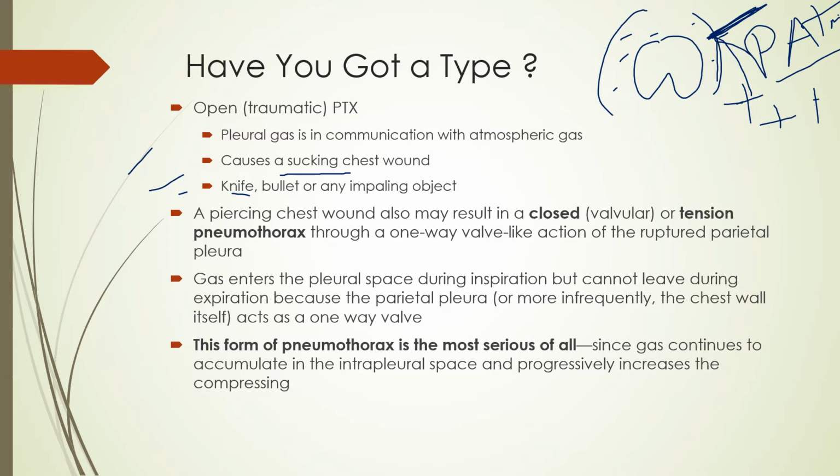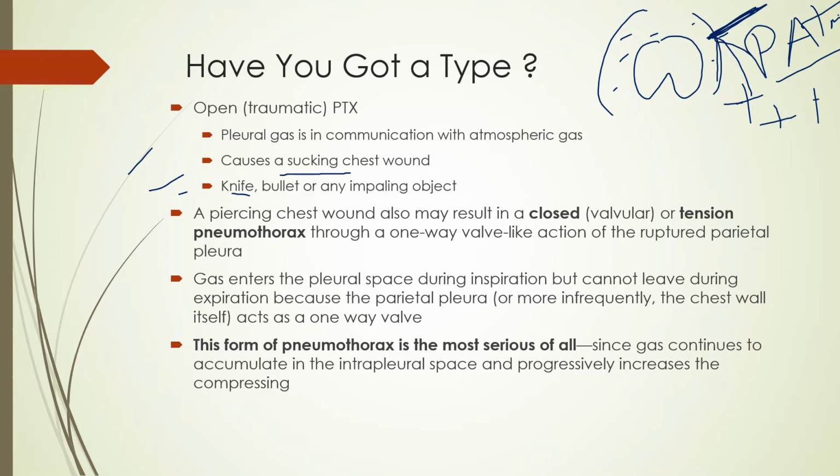It can also be a result of a valvular or tension pneumothorax, a one-way valve in the parietal pleura. So we're still having a tension pneumothorax would be, so let's say we have a puncture in the chest wall.